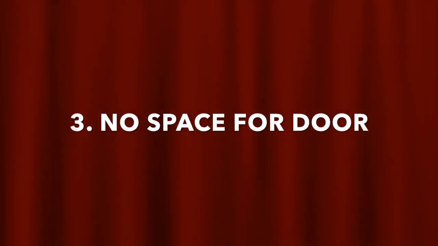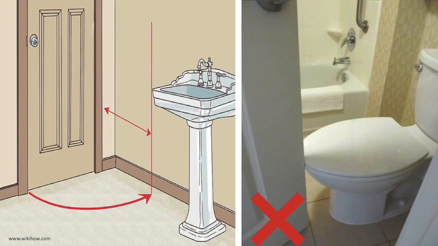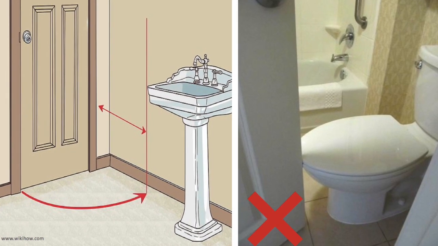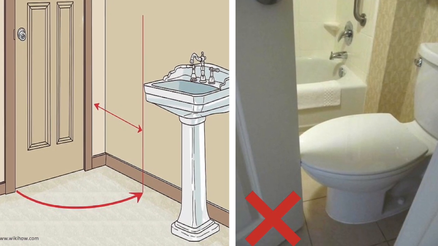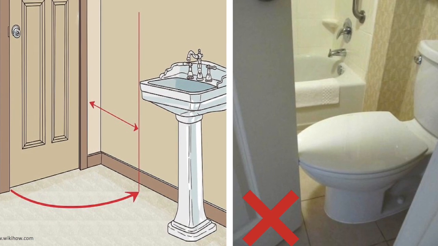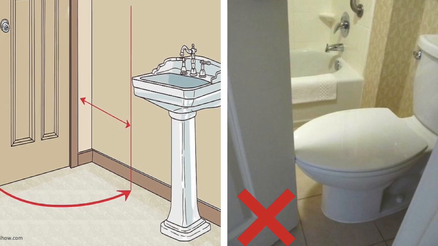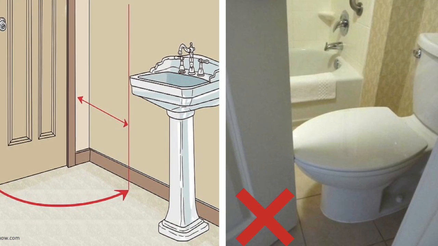3. No space for door. When designing a bathroom, make sure that there is enough space to open the door. It is a common mistake to install a door and it hits the wash basin cabinet while opening. In a small bathroom, try to use sliding door. Leave proper space for door to swing unobstructed.